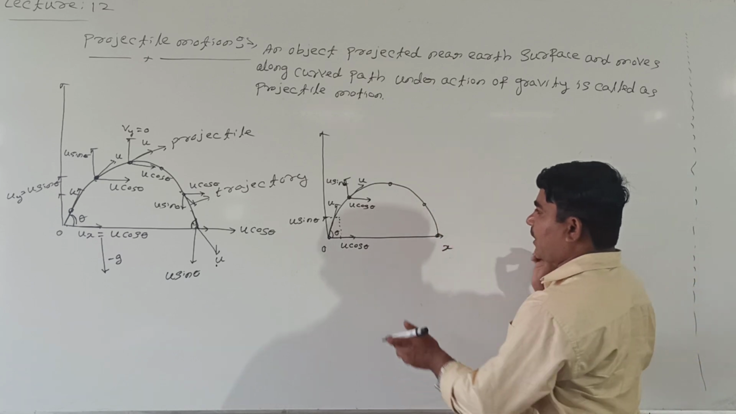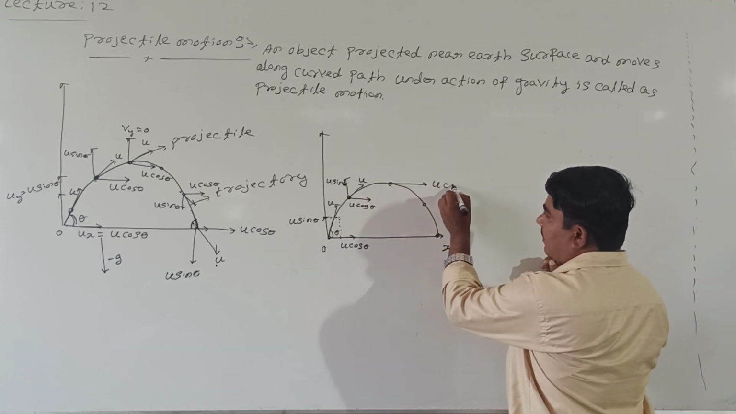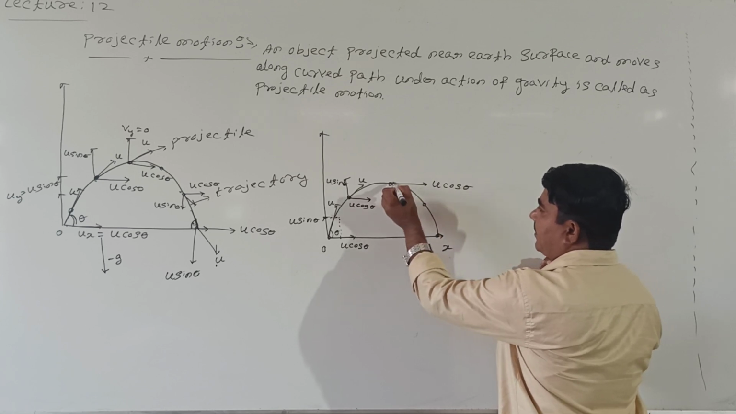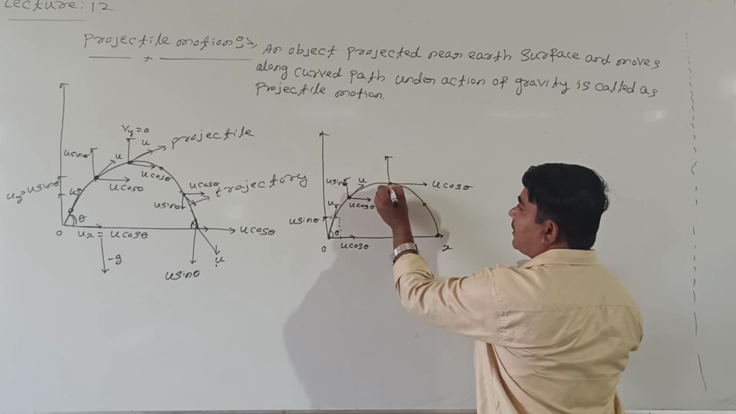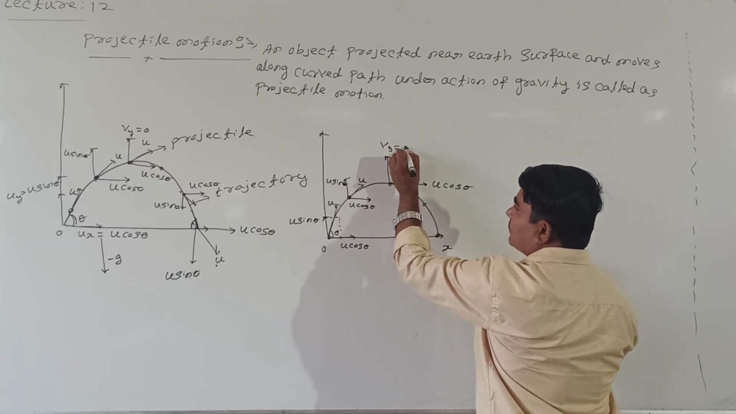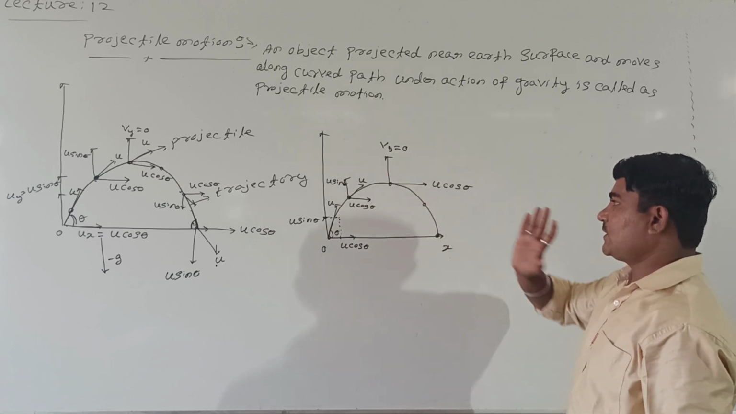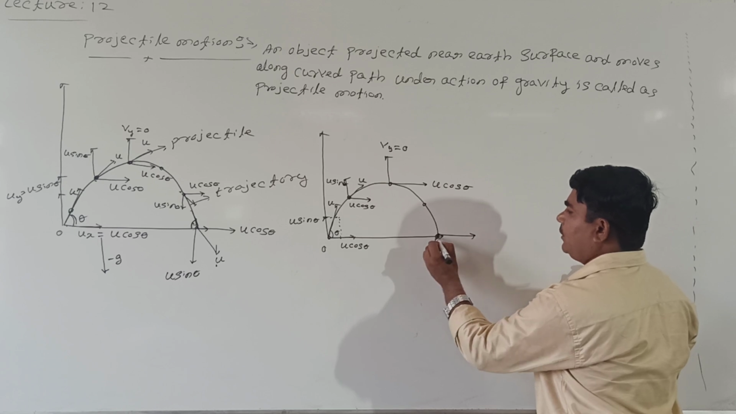Similarly, at this point, what happened? At this point, the velocity can be resolved. How much this velocity? This velocity u cos theta. What about this? U sin theta. Actually, here final velocity is there. Final velocity I am making Vy equal to 0. I will explain this. Similarly, shall I take this point and this point? Finally, shall I take at this point?